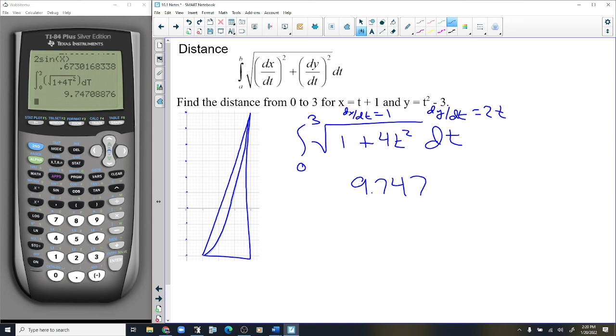All right, there you go, you guys. There's the calculus that goes along with the parametric.